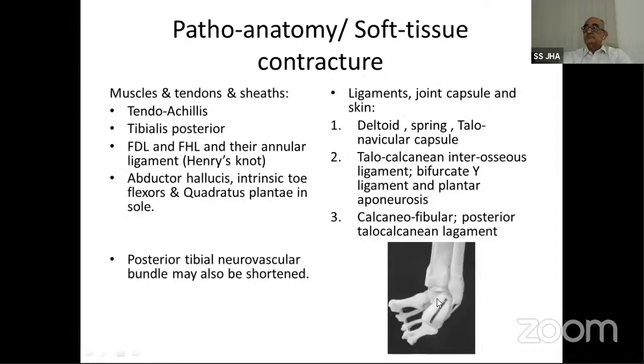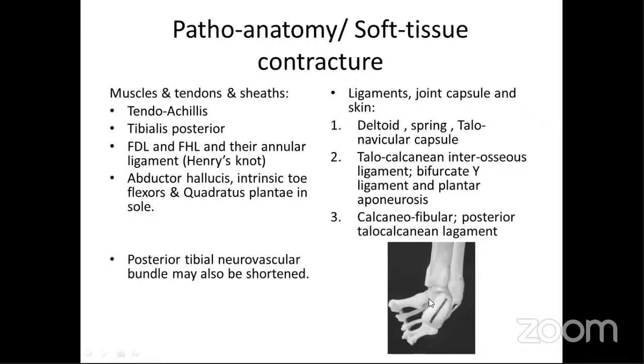On the medial side, the deltoid ligament, the spring ligament, the capsule of the talonavicular joint, and again tibialis posterior, FDL, I mean flexor digitorum longus, and flexor hallucis longus, and where they cross over, they form Henry's knot. So please do not get bowled over by this. Now, coming to the plantar surface, what will be contracted is whatever is in between the talus and calcaneum, that is the talocalcaneal interosseous ligament, the bifurcate Y ligament, and the plantar aponeurosis. Therefore, even if you do not remember all the structures, it does not matter. If you remember the deformity in your mind, you will be able to answer logically. A logical answer is more important than an absurd answer.